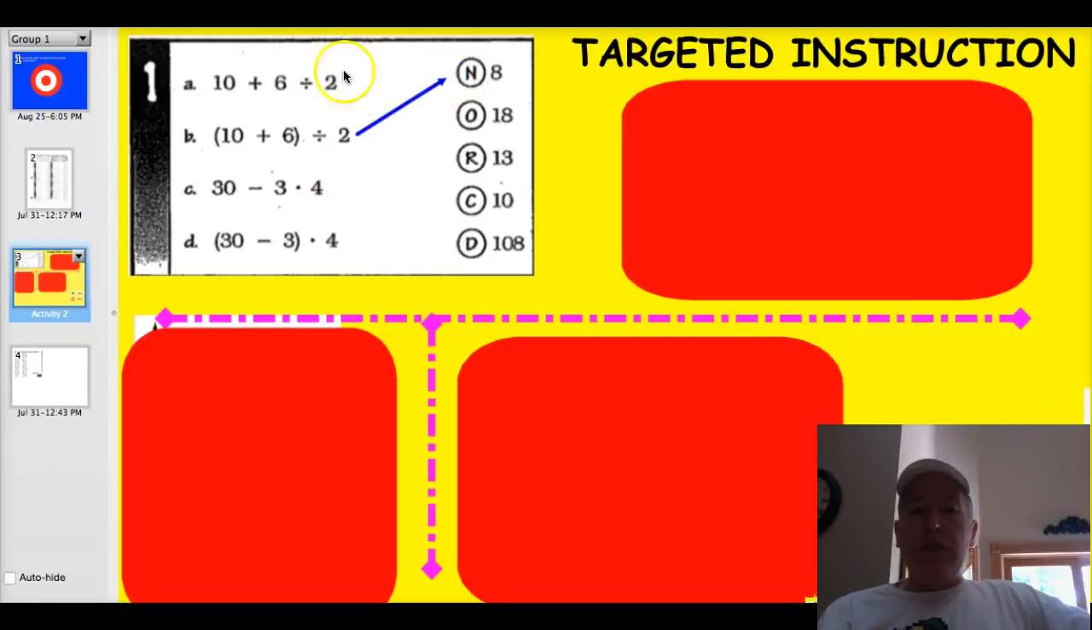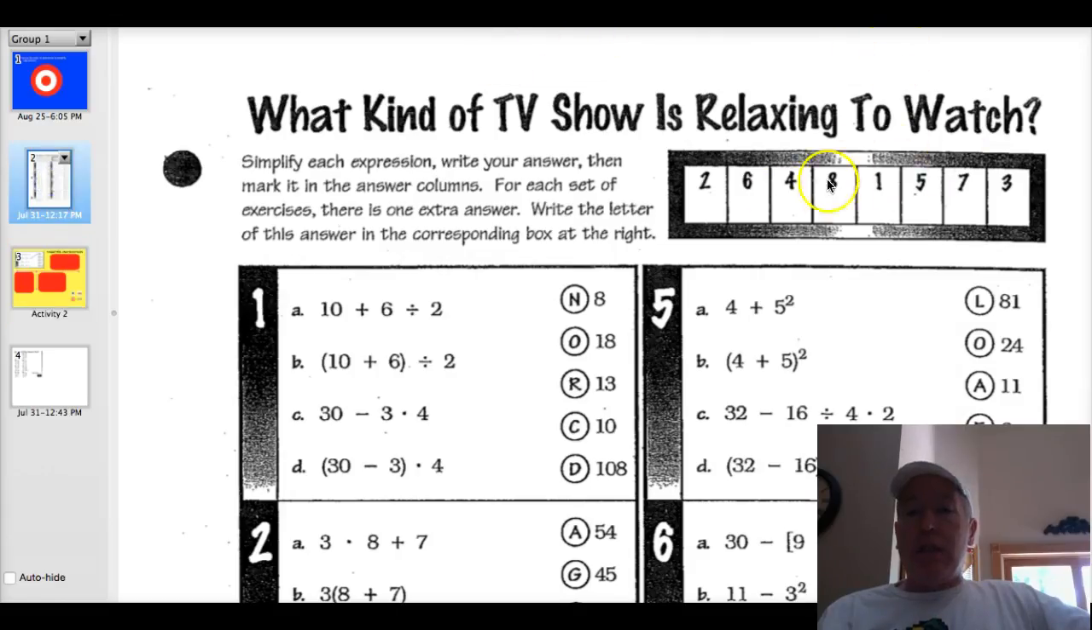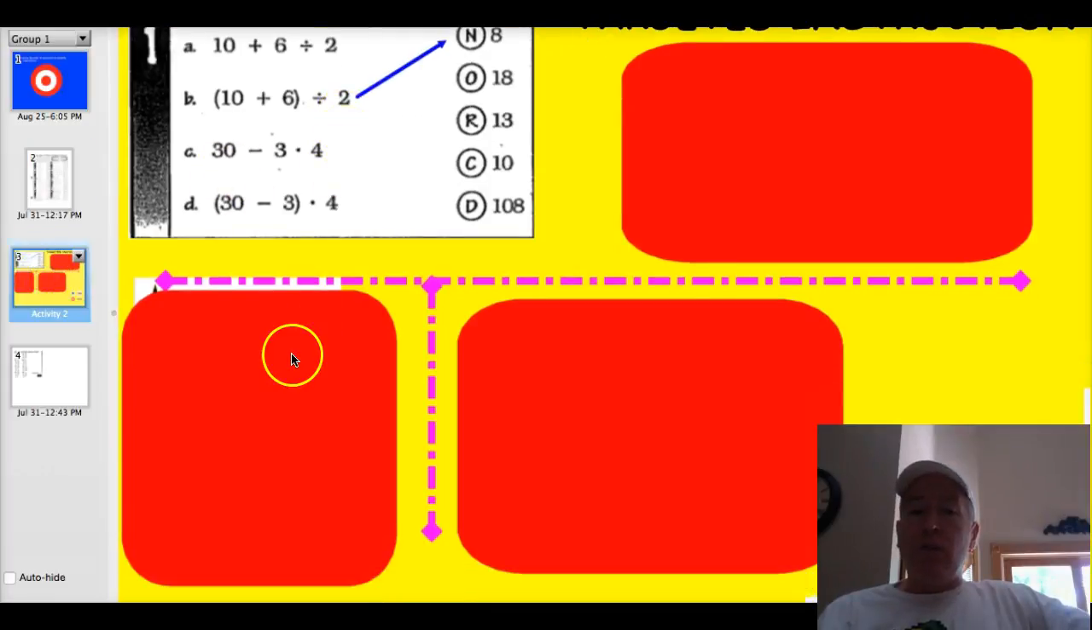Now, when you complete these 4 problems, you're going to have one answer remaining that is not used, because there's 4 problems and 5 answers. That letter and number will go into this box up here, which will answer this trivia question: what kind of TV show is relaxing to watch? All right, so that's thing 1, how to do the problem.